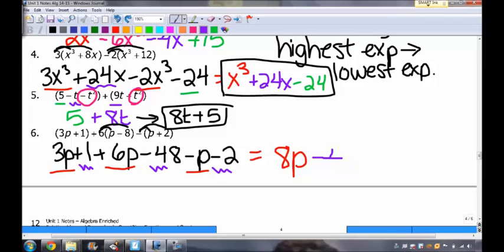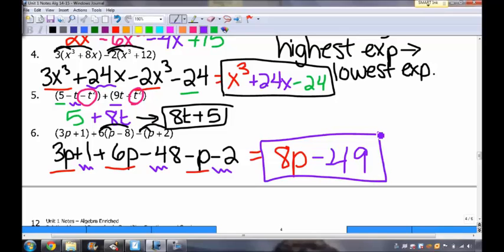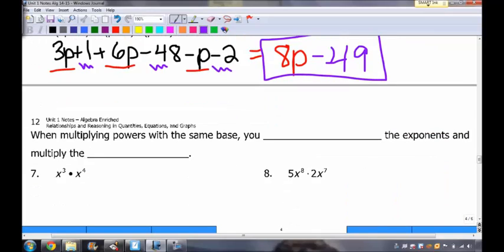Let me rewrite this a little bit better so you can see it in case you're confused by my answer. So this is negative 49. Hopefully that makes sense to you.